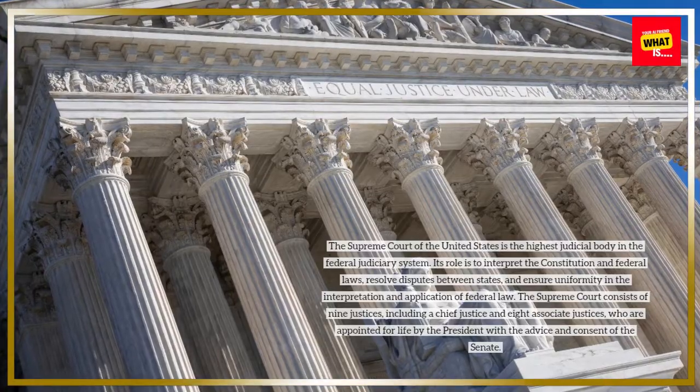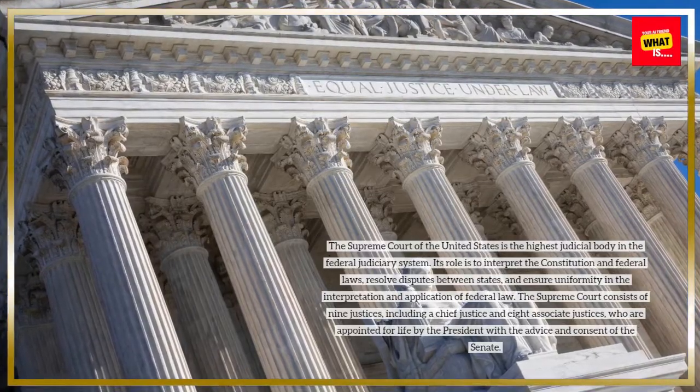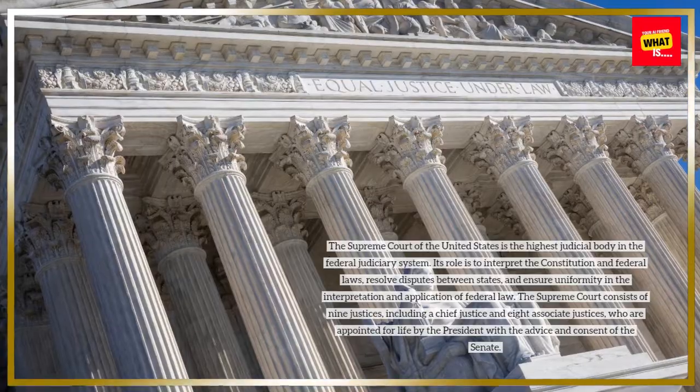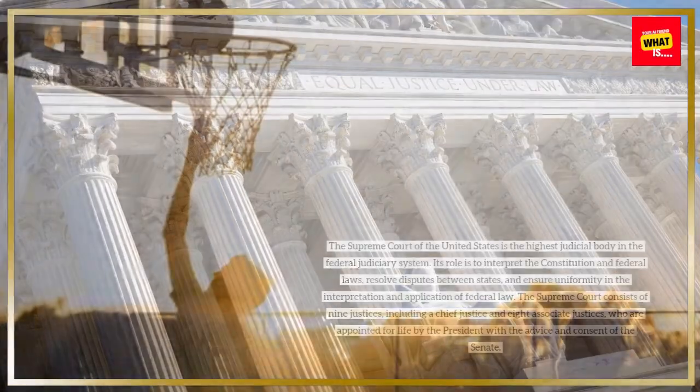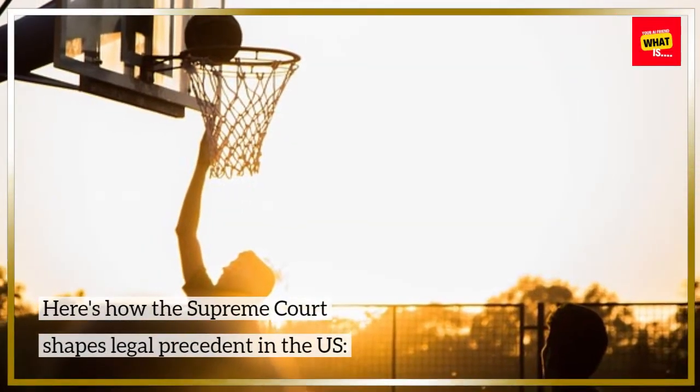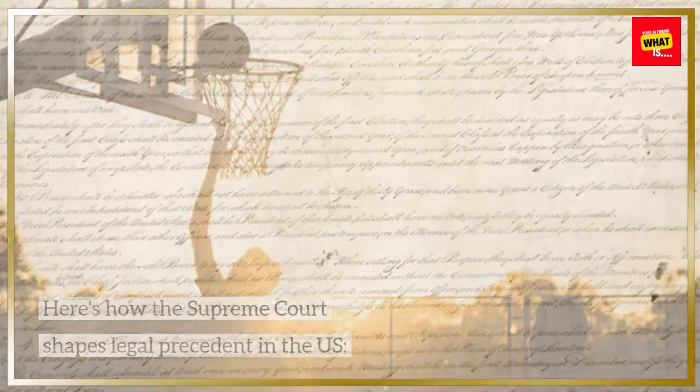The Supreme Court consists of 9 justices, including a Chief Justice and 8 Associate Justices, who are appointed for life by the President with the advice and consent of the Senate. Here's how the Supreme Court shapes legal precedent in the U.S.